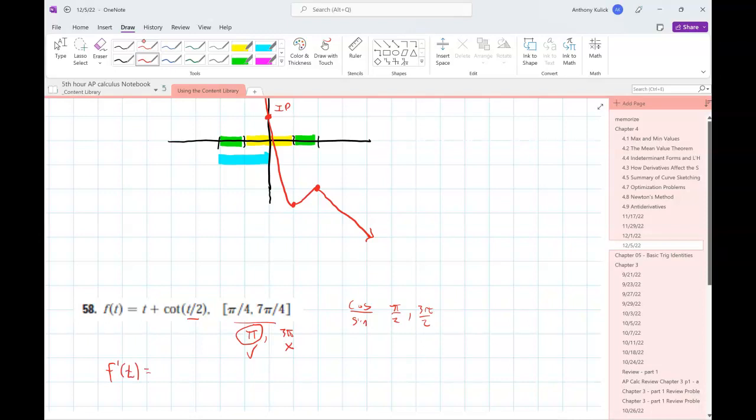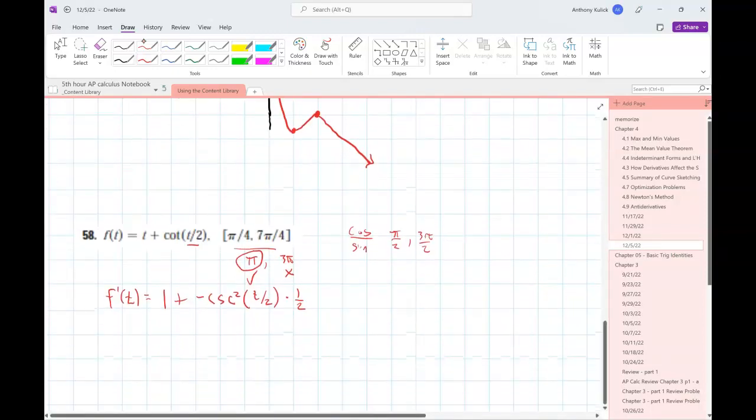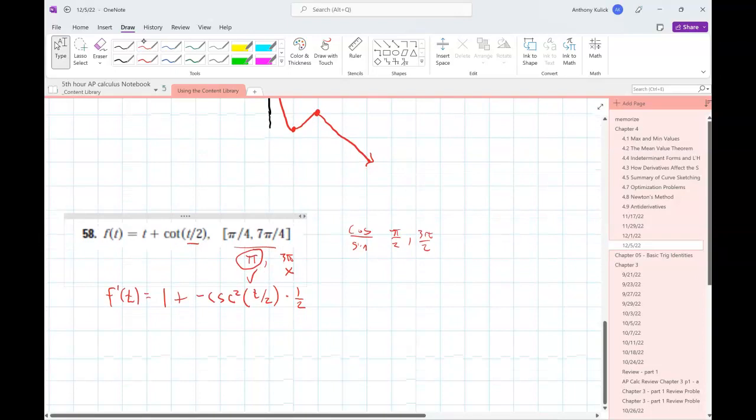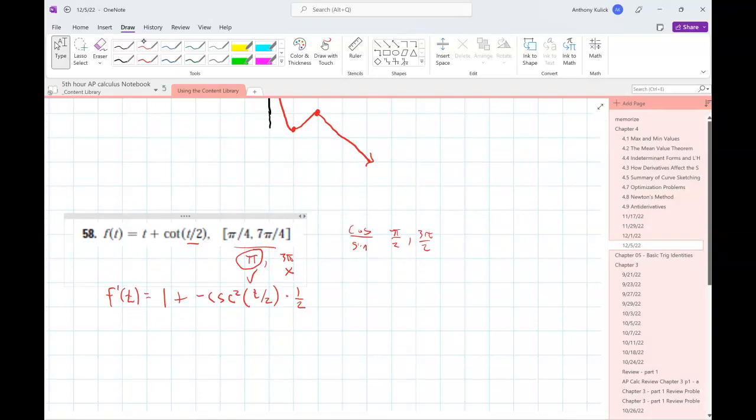All right. So I'm going to go ahead and do my derivative. So the derivative of t is just 1. And the derivative of cotangent t over 2 is a chain rule problem, correct? The derivative of the outside is negative cosecant squared of the inside times the derivative of the inside. So far, so good? Okay.